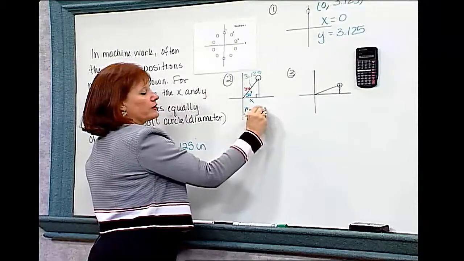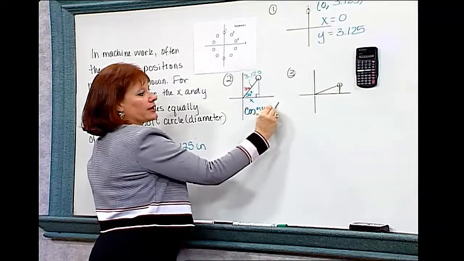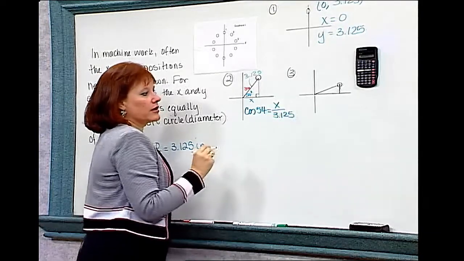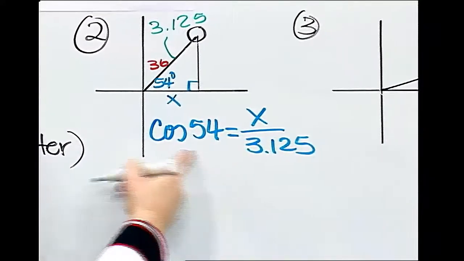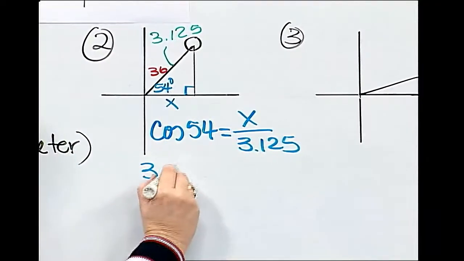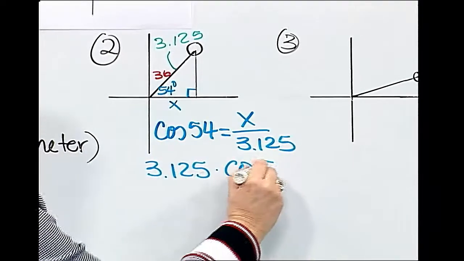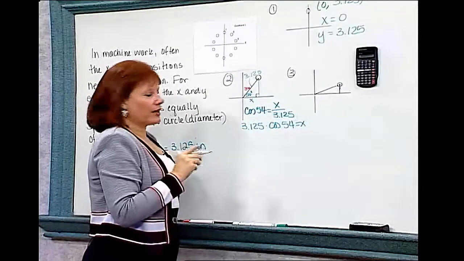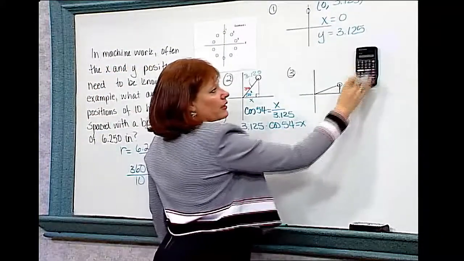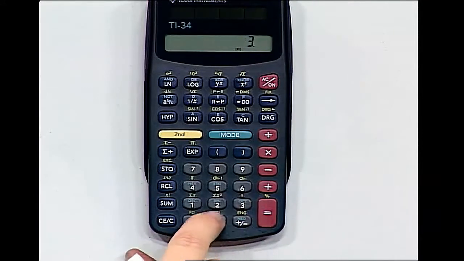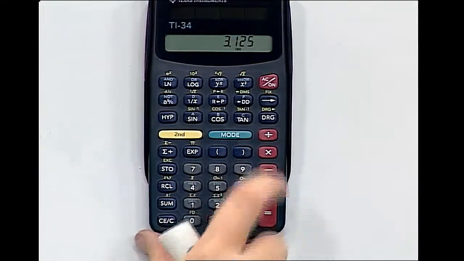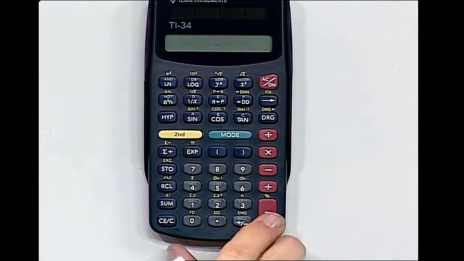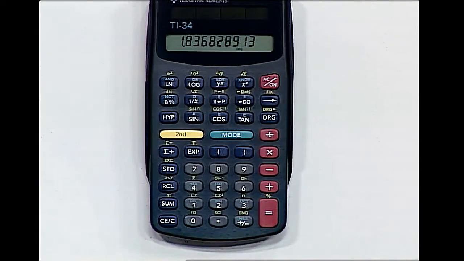So the cosine of 54 is equal to the adjacent side, x, divided by the hypotenuse, 3.125. When I'm solving this equation for x, I want to cross multiply, so I'll have 3.125 times the cosine of 54 is equal to x. I need to do this problem on my calculator, so I'll make sure my calculator is clear, and I'll have 3.125 times the cosine of 54, so 54 cosine, and the answer is 1.8368.